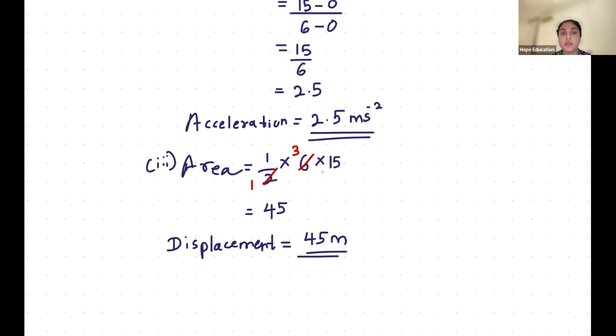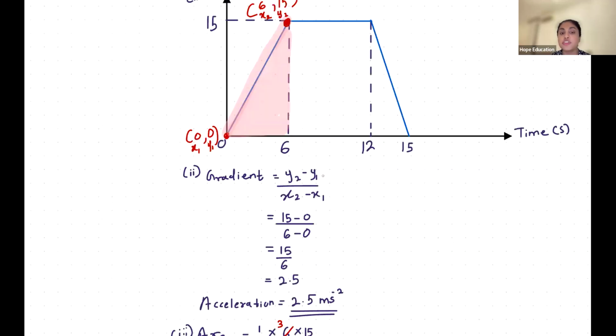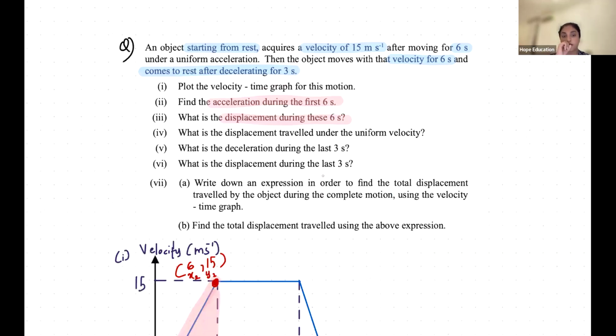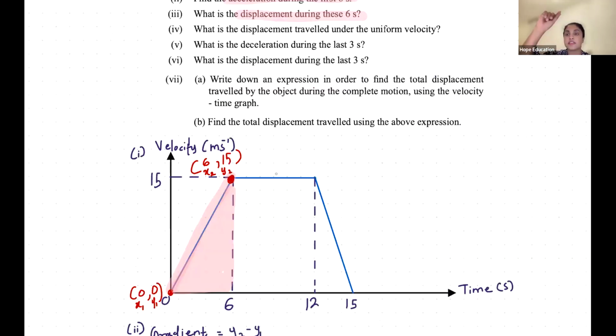So Shanaz, we were discussing this graph. We drew the graph starting from rest, gets a velocity of 15 ms minus 1 within 6 seconds. Then the velocity stays the same for another 6 seconds. So now the time is 12. And then it has decelerated. For that, it has taken 3 seconds. So now it's 15.